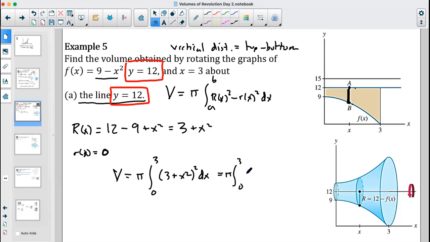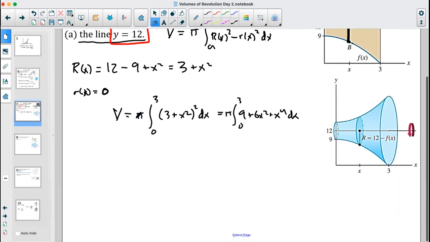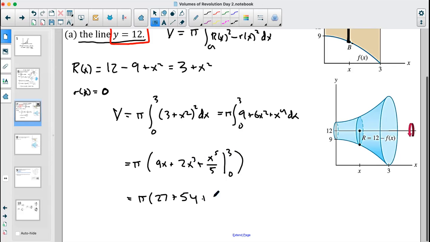So if I square that, I get 9 plus 6x squared plus x to the 4th dx. And now I do my integration. 9x plus 2x cubed plus x to the 5th over 5 from 3 to 0, which is pi times 27 plus 27 times 2 is 54, and then 243 over 5.